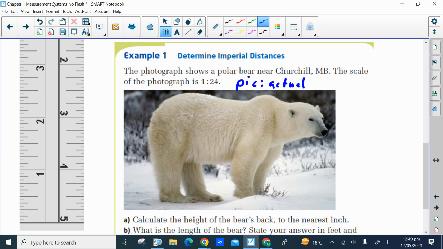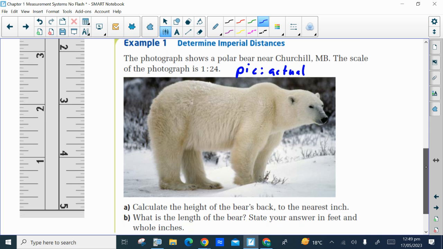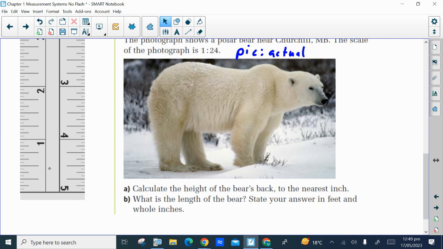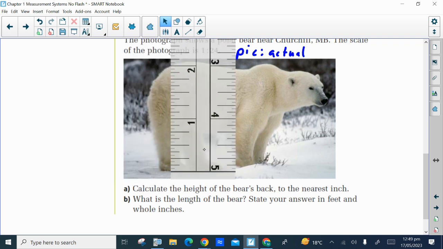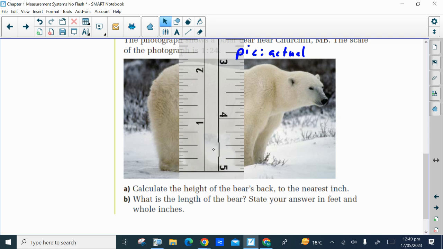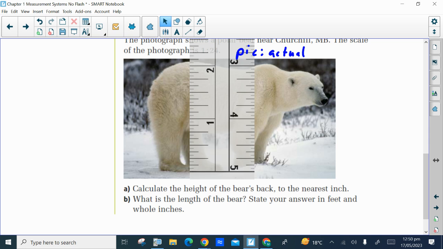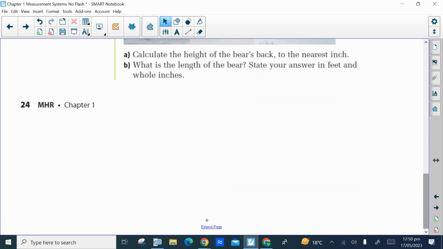That's what that means. So the first question asks us to calculate the height of the bear's back to the nearest inch. So we will use our ruler here, and we will measure from the bottom of his foot to the highest point of the back. Looks to be about right here. So that would be 2 1/16 of an inch. On the picture, the bear is 2 1/16 of an inch high. So we'll start with that.